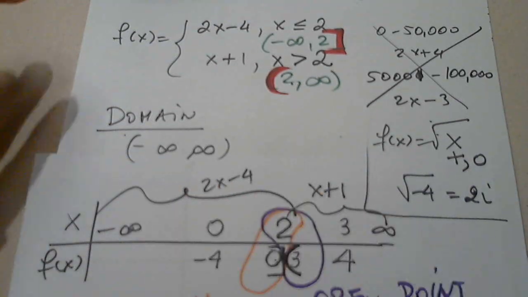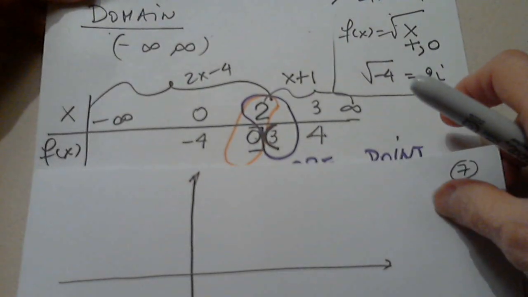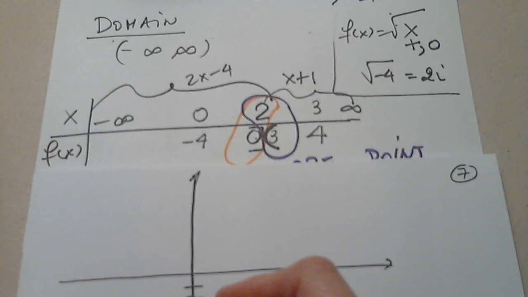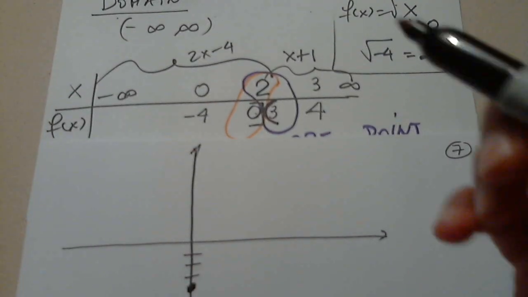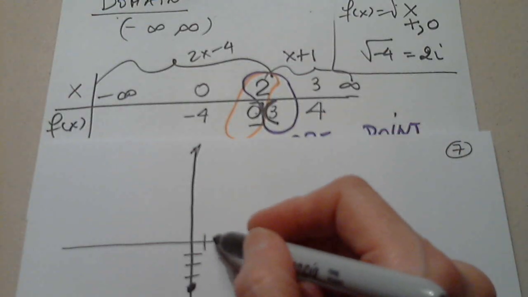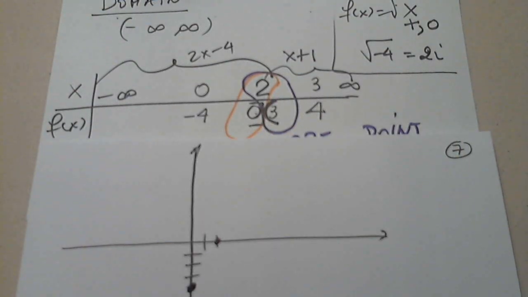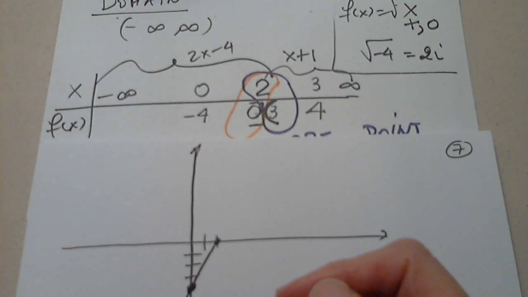Okay, so therefore we are ready now to graph it. I plot 0 for x, -4 for y. I plot 2 for x, 0 for y. It's a full point. I finish the left branch.